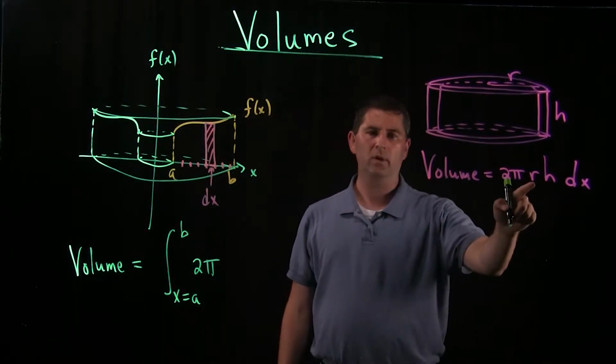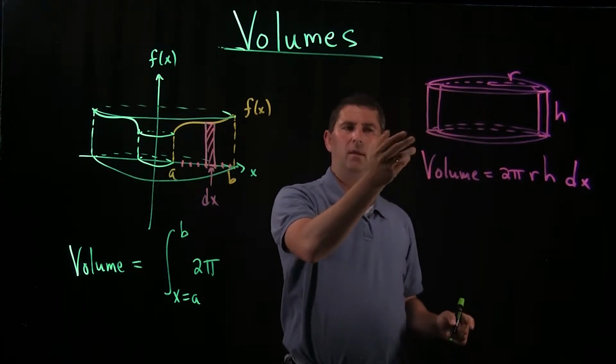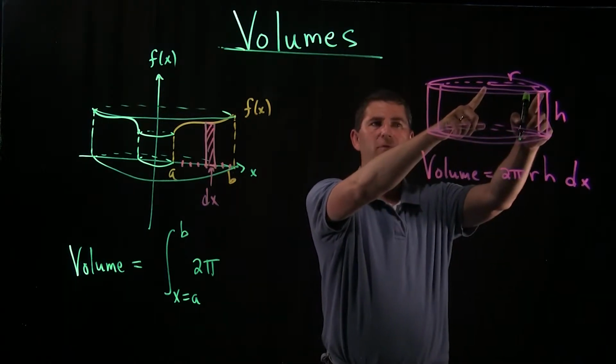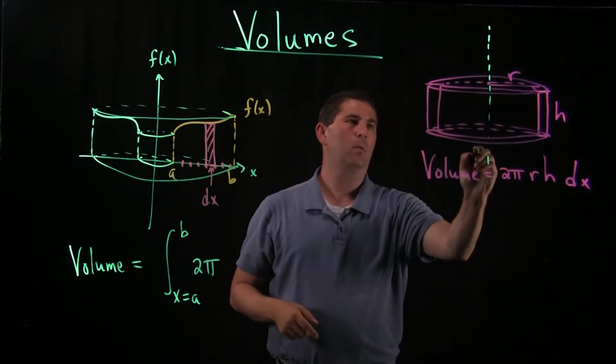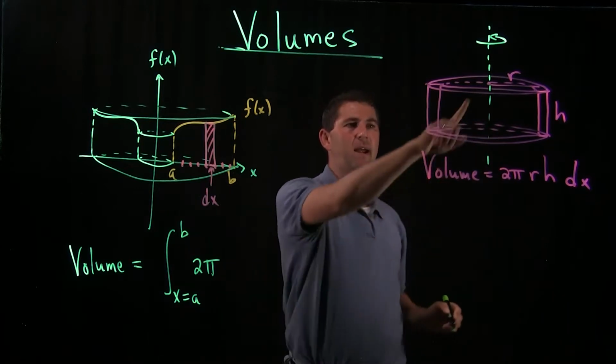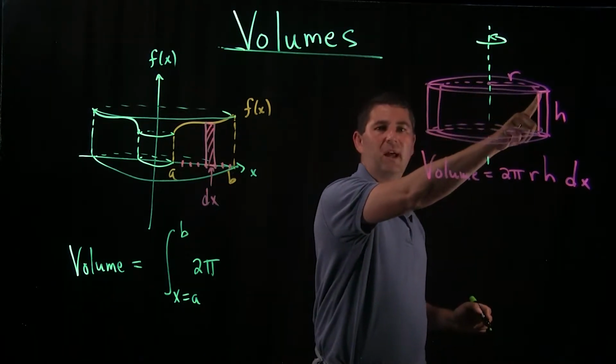times r. Well, what's r? R is the radius. What's the radius? Well, it's how far it is from the axis of rotation. That's what we did here. We rotated around some axis. It's how far it is from the axis of rotation to the outside of the shell.